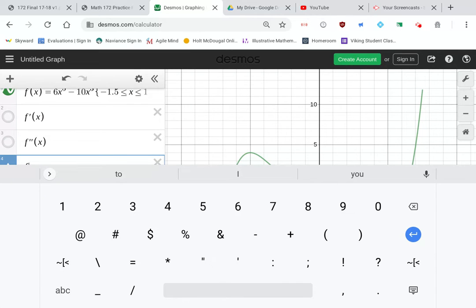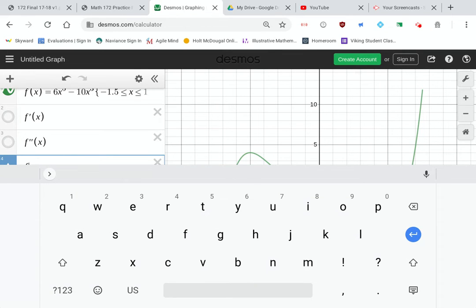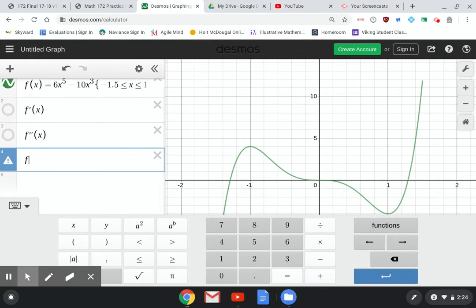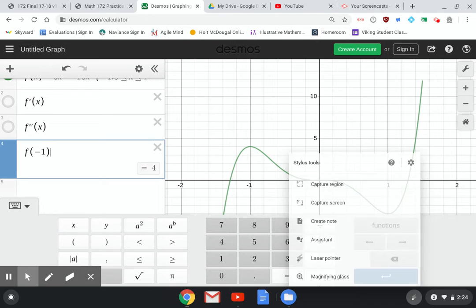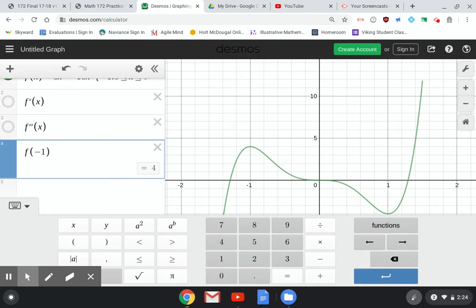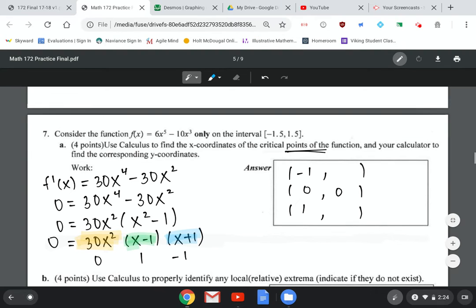-1. Is this one my negative? I think negative's over here. I'll just flip my screen really quick so I can find my negative. f of -1. And it actually tells me right here that the answer is 4. And then I could change this to 1, and it tells me that my answer is -4. So you can do it any way that you like, but that gives us our critical values right here. So we've got 4 and -4.